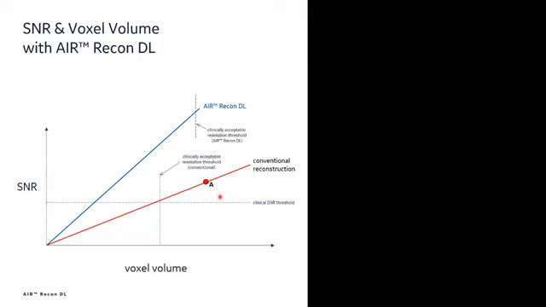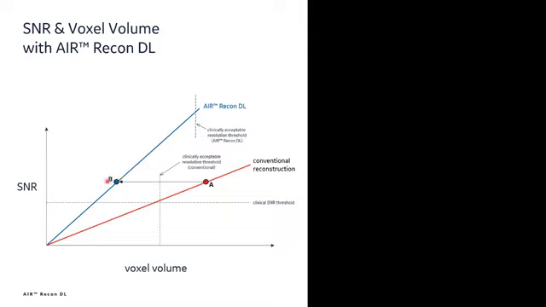So now consider point A. Here's an image constructed with conventional reconstruction. Right away we see it has enough SNR, but it has been acquired with too large of a voxel volume, so it's really not clinically useful. AIR Recon DL can take that same type of image and deliver a smaller voxel volume with the same SNR.